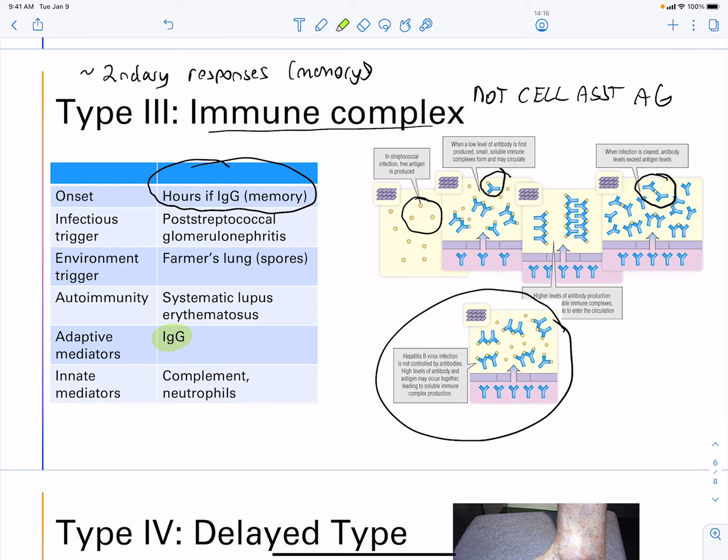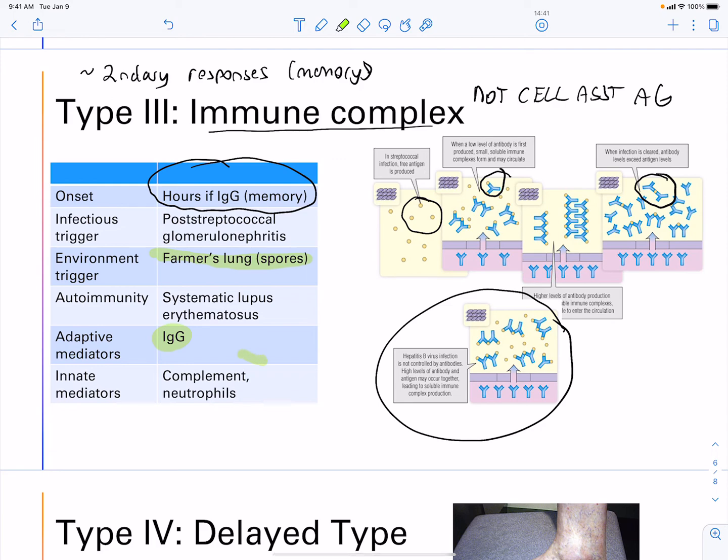Environmental triggers are going to be what's called farmer's lung, and this is when you're in an environment where there's a lot of fungal spores and there's a lot of dust, and you breathe in and inhale all the spores. So you'll eventually make an immune response to those spores, and then when you get those spores again, your antibodies will bind to them in your lungs, and again you get these immune complex deposits in your lungs.